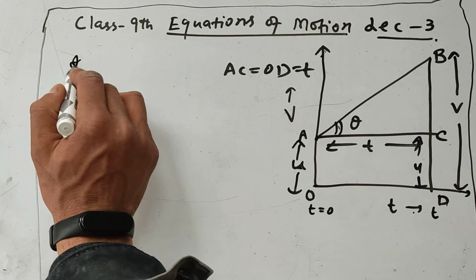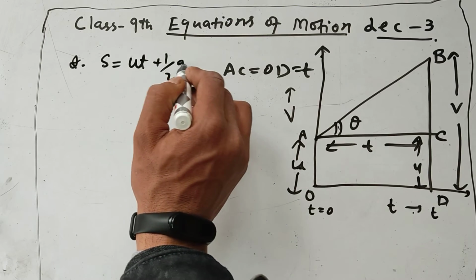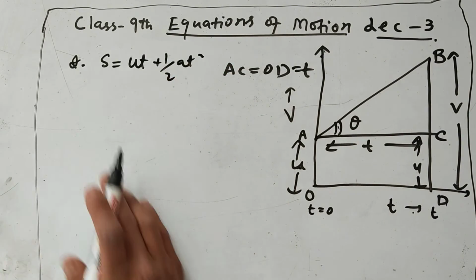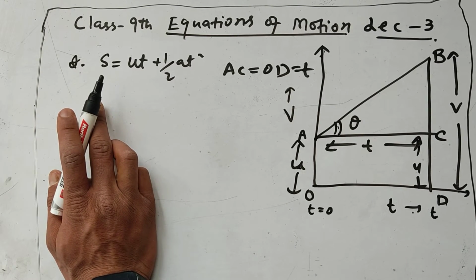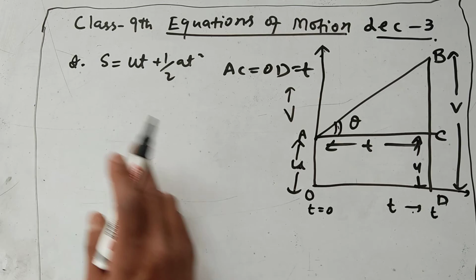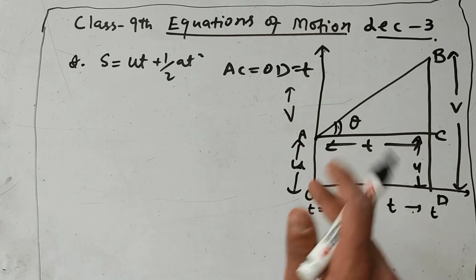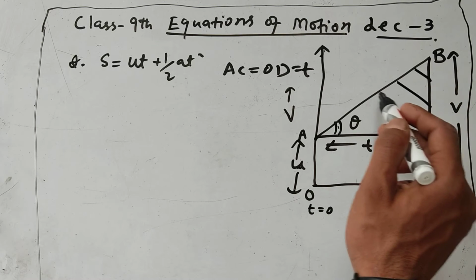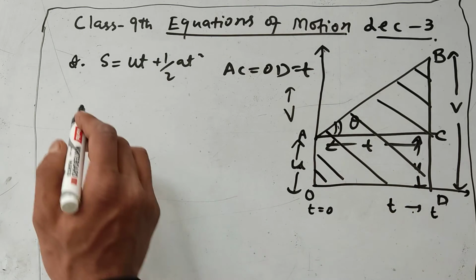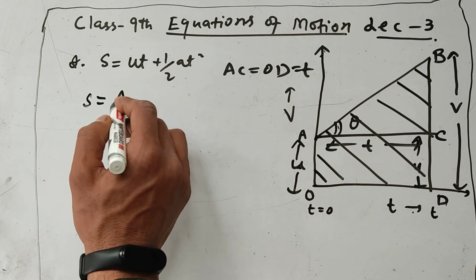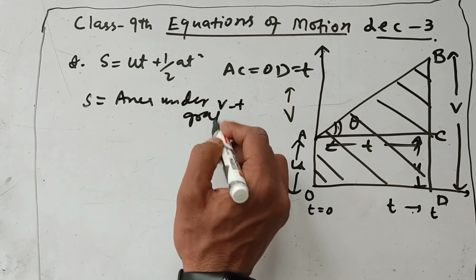The second equation is S is equal to ut plus half of at square. Since the left hand side of this equation involves the distance term S, whenever we have to calculate the distance from the velocity time graph, we basically find the area under this VT graph. So the area under this VT graph will give us the distance.